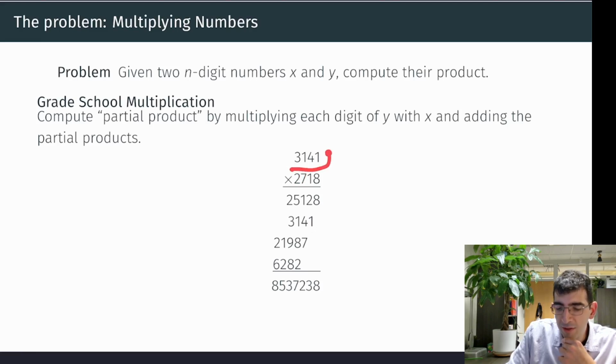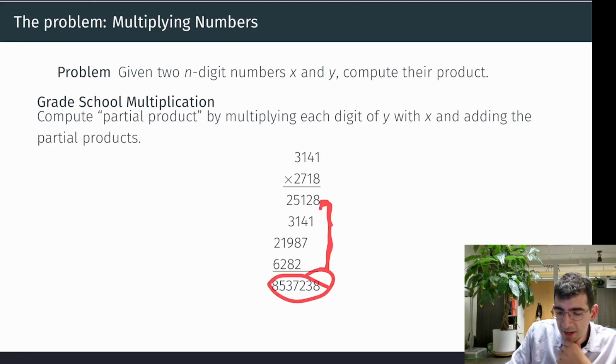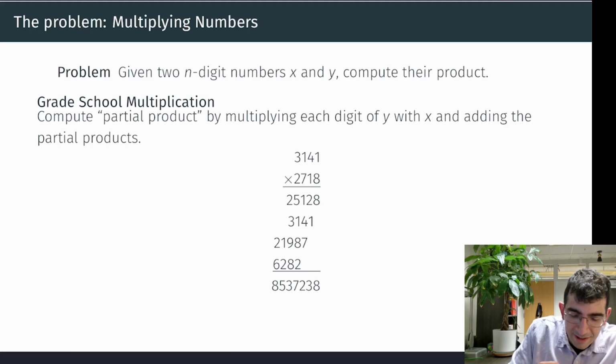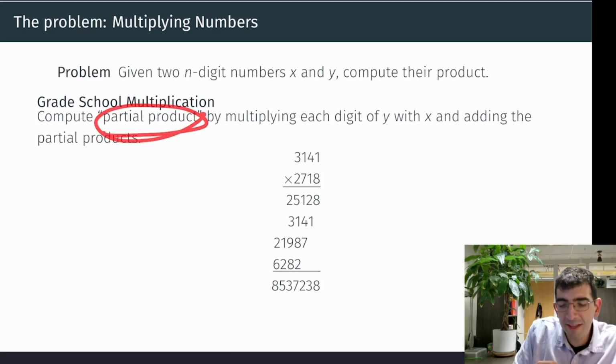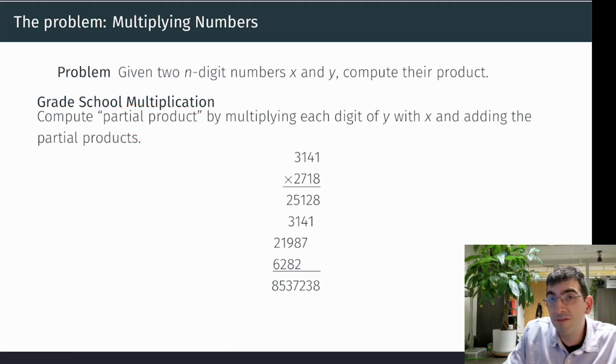So you multiply 3141 times 7 to get 21,987 and shift it over by 2. And then you do the same thing for the last digit too. And then if I add the partial products together, I get 85,378,238. Okay. So the nice thing is that this partial product method is not only faster, it's much more powerful.